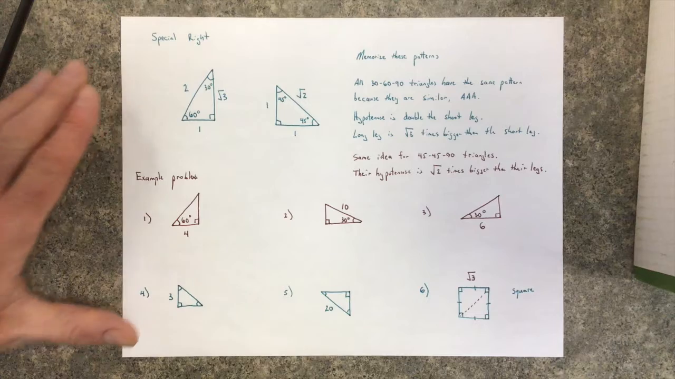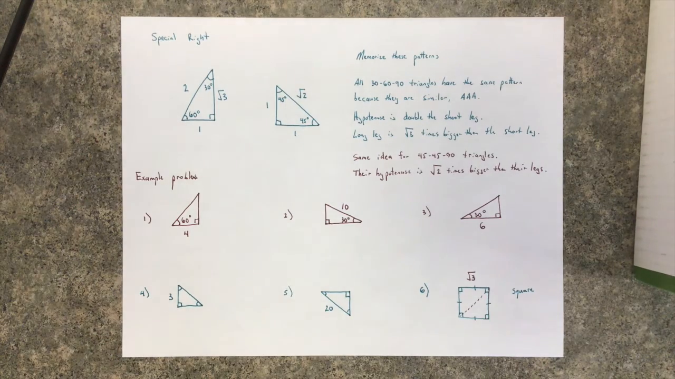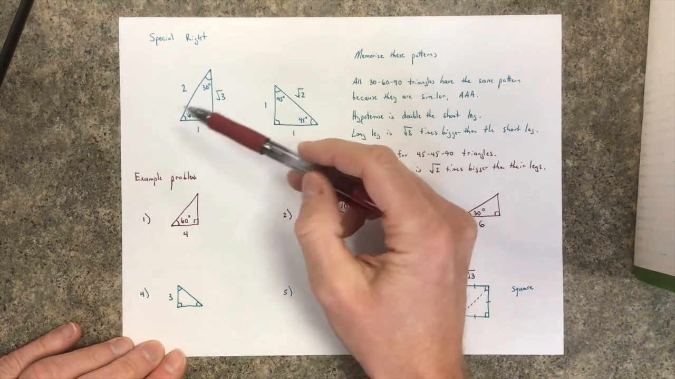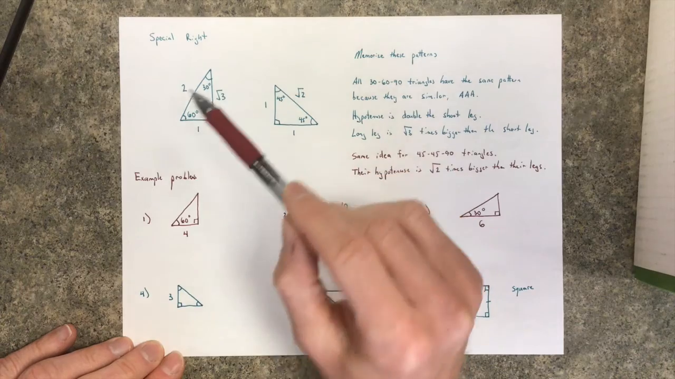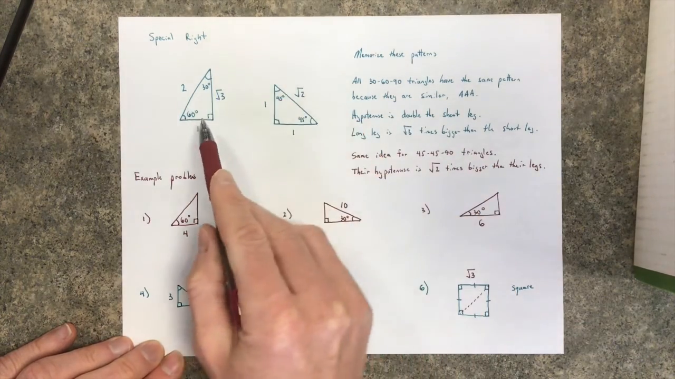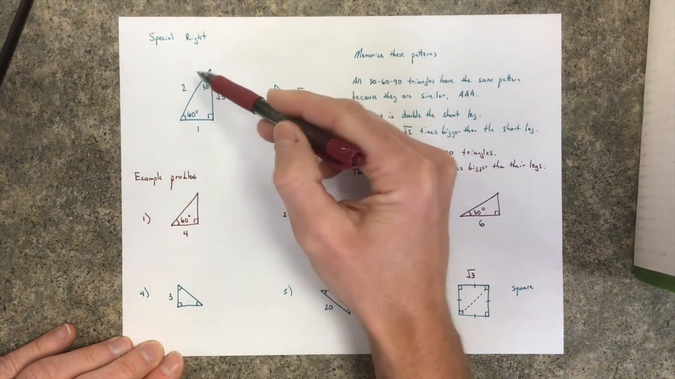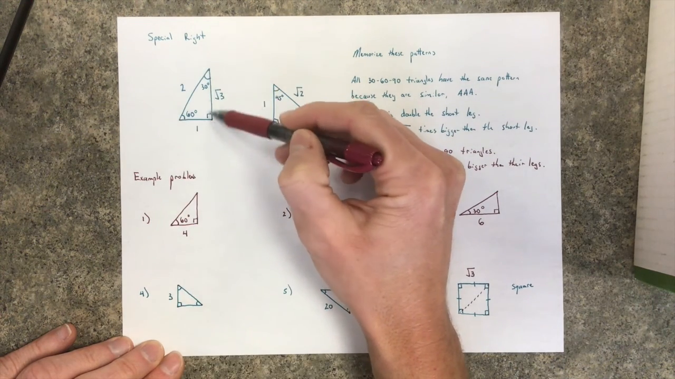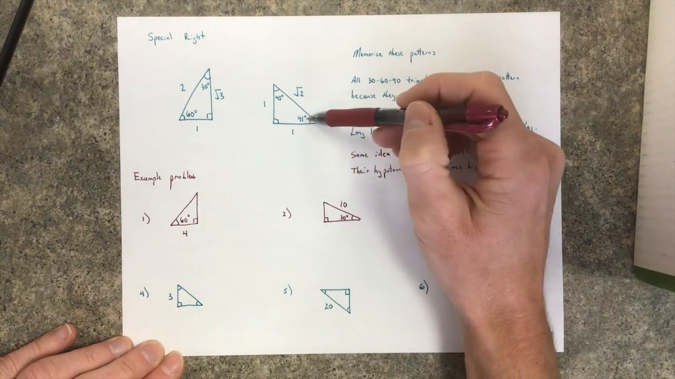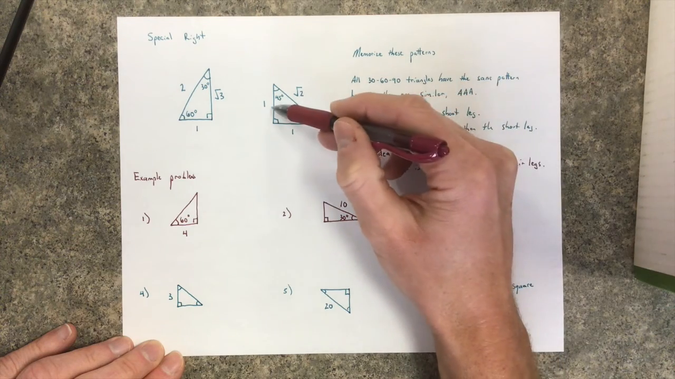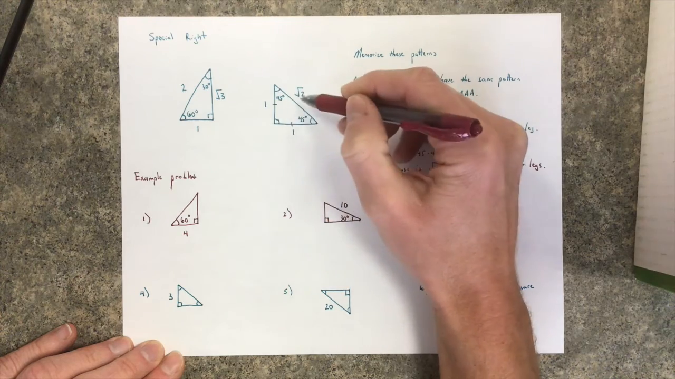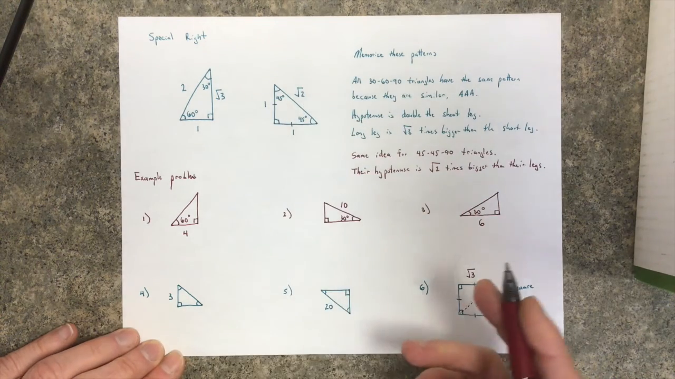All right, let's go through special rights again. This is coming from the video on GeoGebra, but these are the patterns. If you have a 30, 60, 90 triangle, every single one of those, whether a big one or a small one, has this same pattern. The short leg is half the hypotenuse, and the long leg is the square root of 3 times the short leg. For a 45, 45, 90 triangle, the legs are the same because the angles are the same, and the hypotenuse is the square root of 2 times bigger.